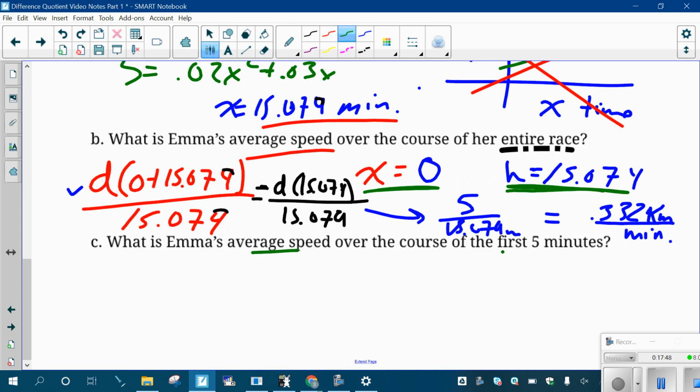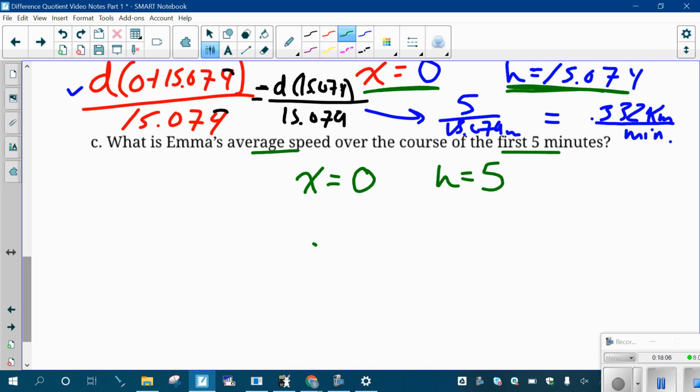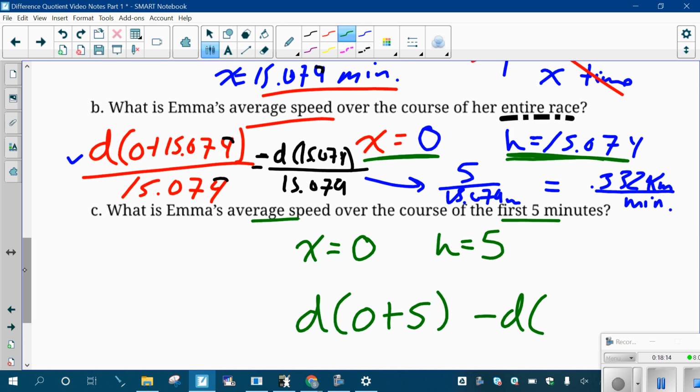What was her average speed over the course of the first 5 minutes? Well, the initial time that I'm measuring the slope from is 0. How far apart are the two times? The second time is 5, so they're 5 apart since the first one was 0. Now I'm going to use the difference quotient. I'm going to do d of x plus h minus d of x. Oh, I forgot to do minus d of x up here. What's distance at time 0? It was 0. So I didn't change the answer, but I should have included that. My bad.